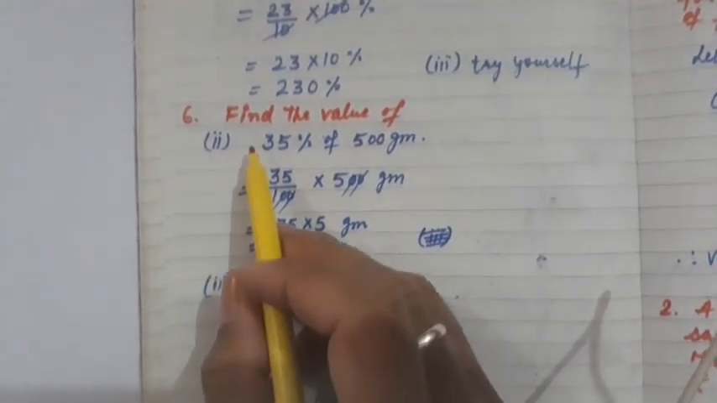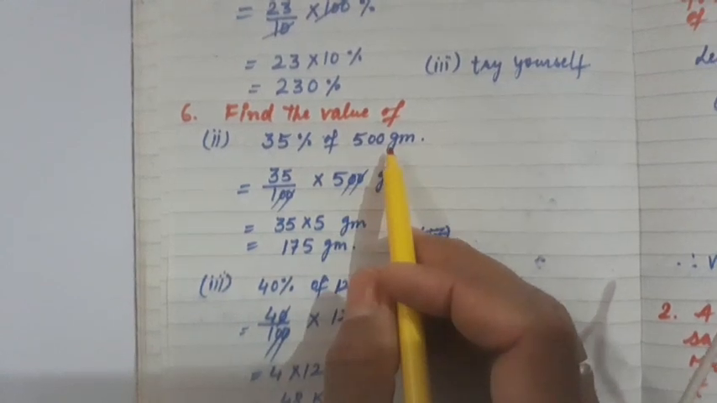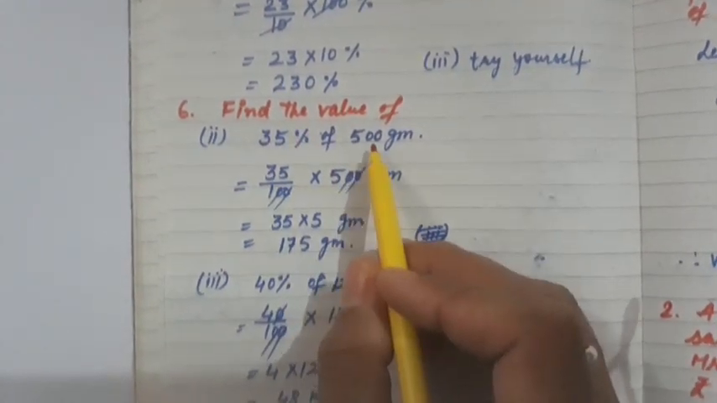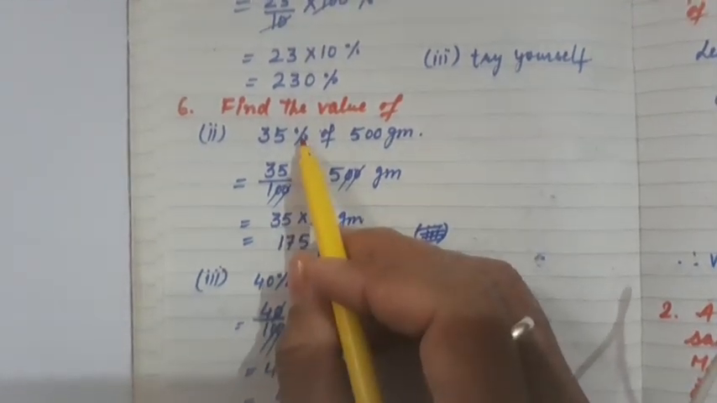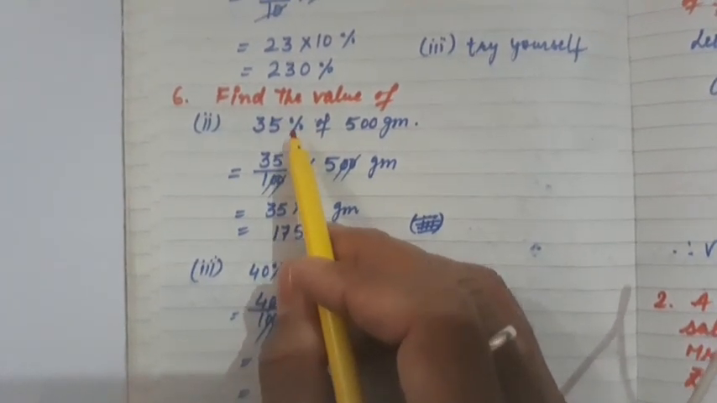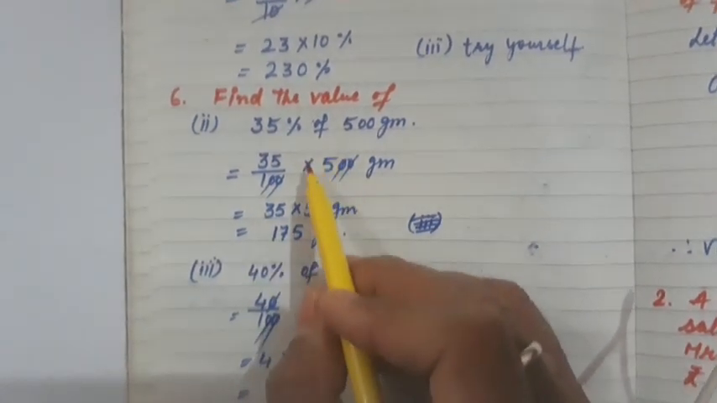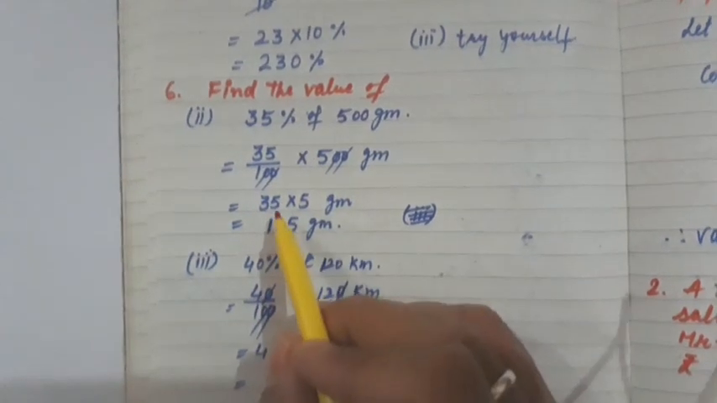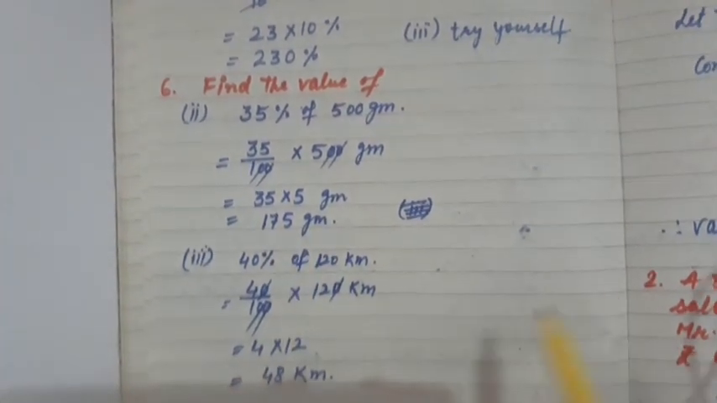The next one is, find the value of 35% of 500 gram. It is the second part. So 35%, we have to find the value. Firstly we have to change percentage into fraction form. Percentage means per 100. 35 upon 100. Of means multiplication, and 500 gram. 20 we can cancel there. When we multiply 35 by 5, we get 175 gram.